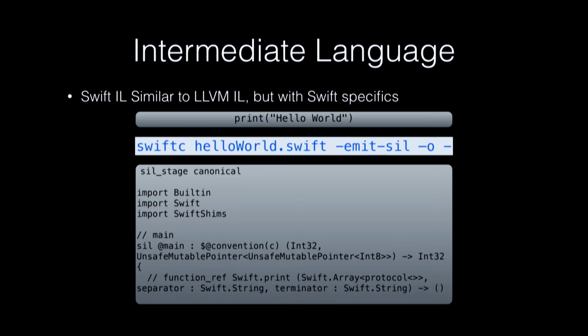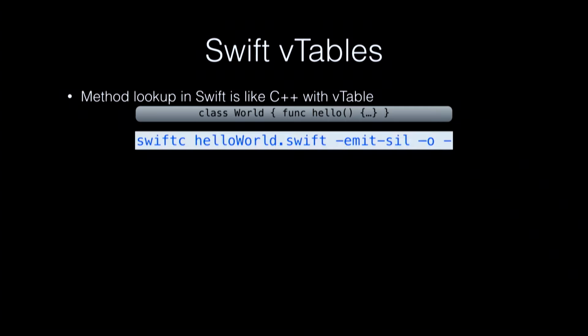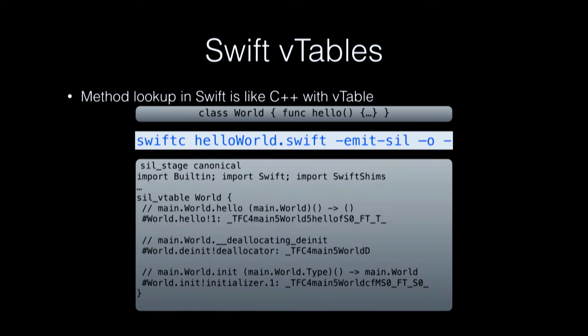And then int32, unsafe mutable pointer of unsafe mutable pointer of int8 is again the way that we do char ** inside Swift. And inside the intermediate language, you then have a bunch of references for the data types that you're using, functions that you call, and then ultimately the code that looks in afterwards. When you're dealing with classes, we've got something like a class world with a function hello in there instead. What happens is when you dump that through emit SIL, you get not only the function, but you also get something called a SIL V-table.